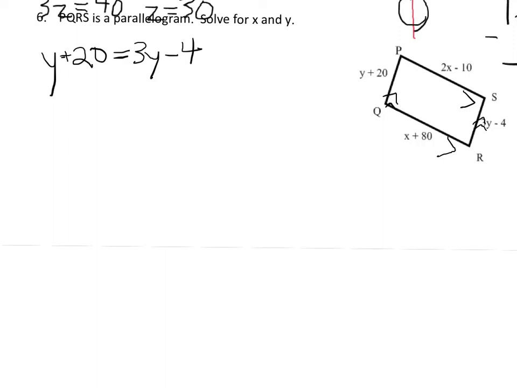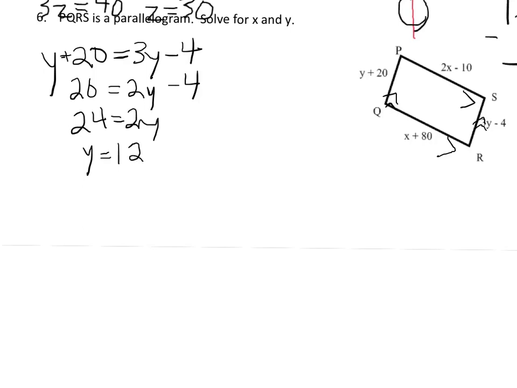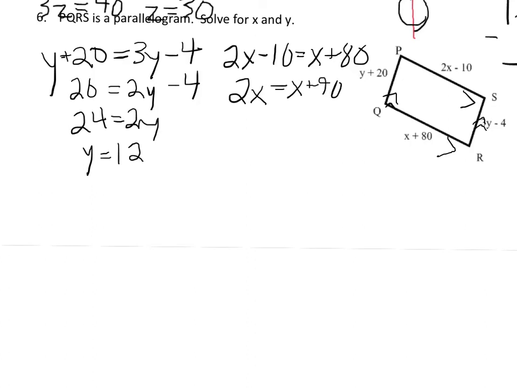Go ahead and solve like you normally would. I'm just going to subtract y. That leaves me with 2y. Then I'm going to add 4 and divide by 2. So y equals 12. Do the same thing for the other side. 2x minus 10 equals x plus 80. I'm going to go ahead and add 10, and subtract an x. So x equals 90.